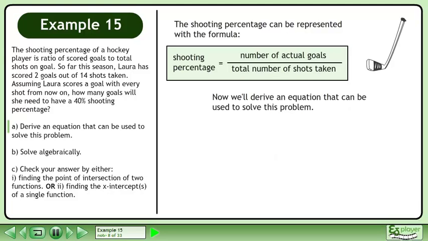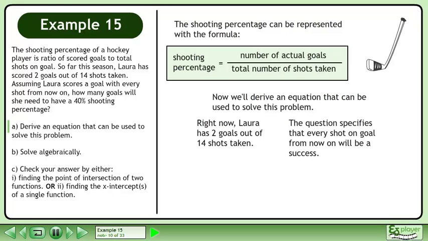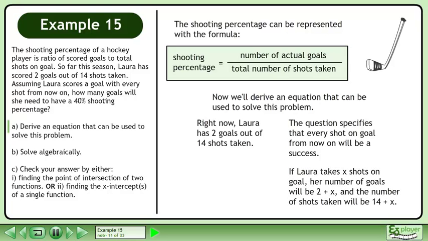Now we'll derive an equation that can be used to solve this problem. Right now, Laura has 2 goals out of 14 shots taken. The question specifies that every shot on goal from now on will be a success. If Laura takes X shots on goal, her number of goals will be 2 plus X, and the number of shots taken will be 14 plus X.